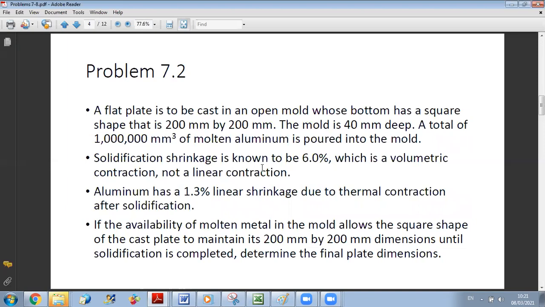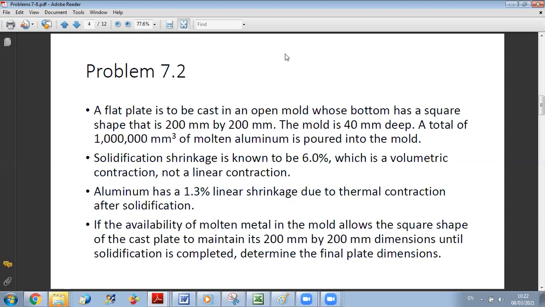In general, they will tell you volumetric or linear contraction. When they say volumetric contraction, this is the reduction in volume. When they say linear contraction, this is the reduction in each dimension. And aluminum has a 1% linear shrinkage due to thermal contraction after solidification. If you remember, we talked in the course material about two shrinkage steps. The first one is directly after pouring, in which you have a reduction in height in general. And after complete solidification, you have linear shrinkage in all dimensions, due to the thermal contraction.